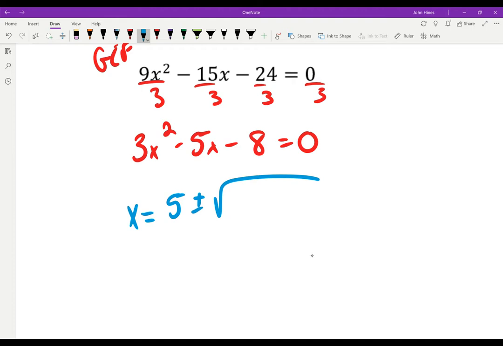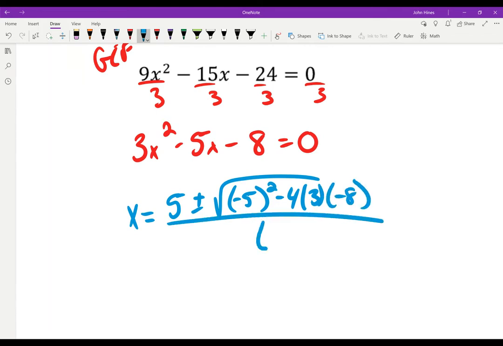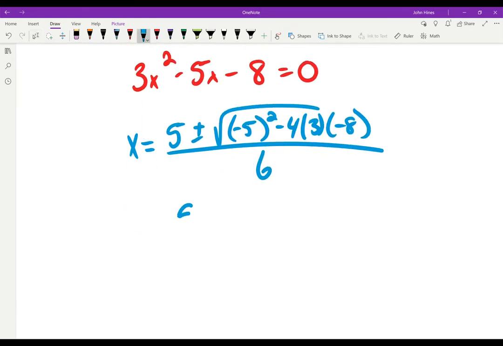X equals negative b plus or minus the square root of negative 5 squared minus 4 times 3 times negative 8 all over 2 times 3, which is 6. I find this a little bit easier than factoring sometimes, just because you have to plug the numbers in and hope for the best. Negative 5 squared minus 4 times 3 times negative 8 is... Oh, I could have factored it. How do I know I could have factored it? I got a perfect square.